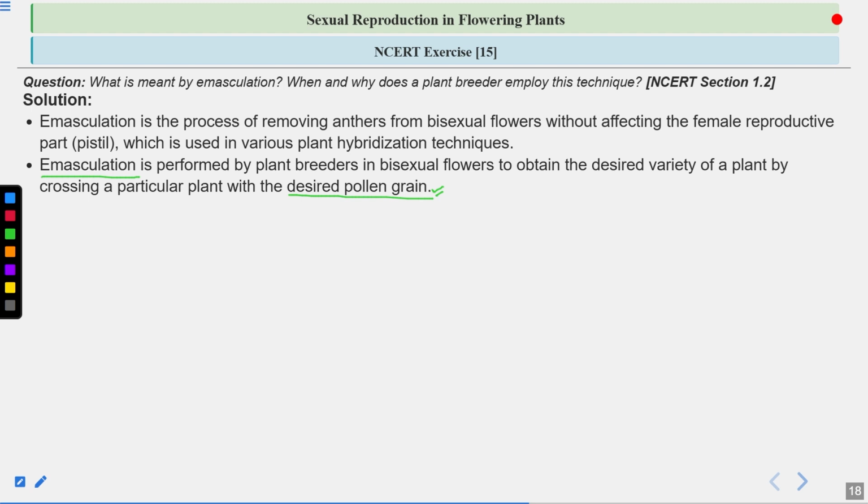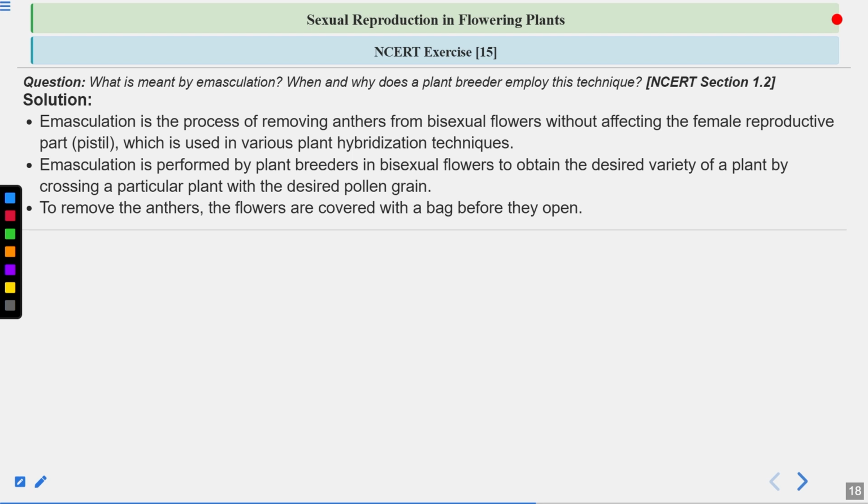Now after this, one more process is there, bagging. You will take a butter paper bag and you will cover the flower after the process of emasculation. I'm coming to this question. So this happens like this. You have emasculated the flower, cover it with the bag. Now you collect the desired pollen grain. You remove the bag, and this time the stigma is mature. Now put all the desired pollen grain with the help of a paintbrush on this stigma, and again cover it with the paper bag.